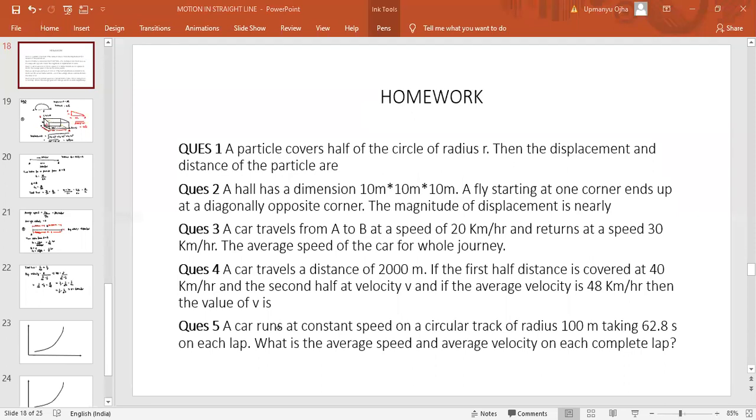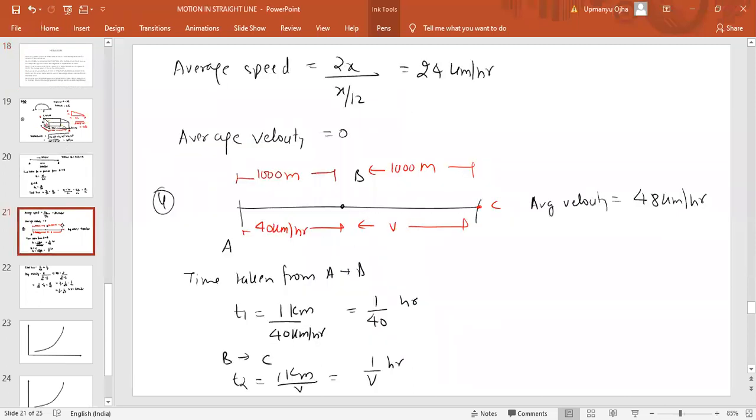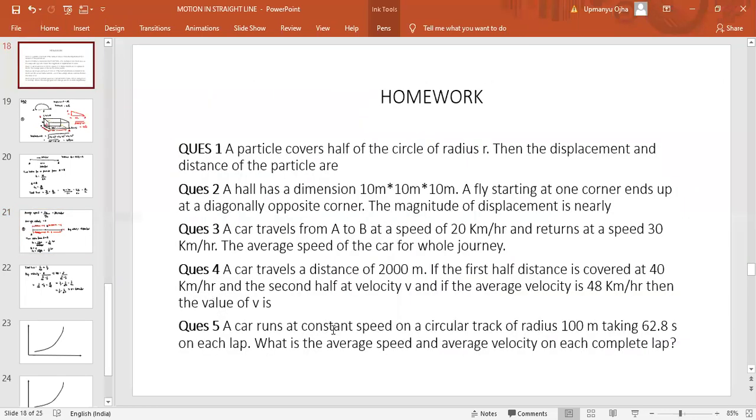A car runs at a constant speed on a circular track of radius 100 meters, taking 62.8 seconds for each lap. A lap means after completing one complete circle, one lap. Find the average speed and average velocity on each complete lap. If one lap has been completed, what is the average speed and average velocity?